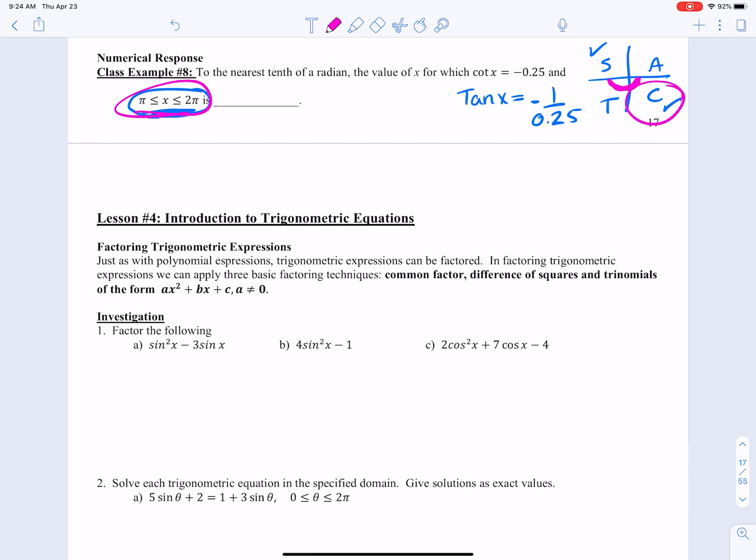So I'm going to have to solve this in quadrant 4. So I'm going to go ahead and find a reference angle. And just a reminder that when you have a negative ratio, when you're looking for the reference angle, you just put it in as positive. So my reference angle, second function tan, 1 over 0.25 in radian mode is 1.3258.